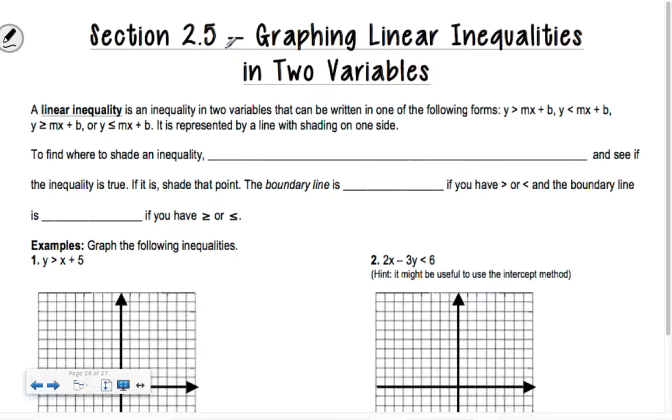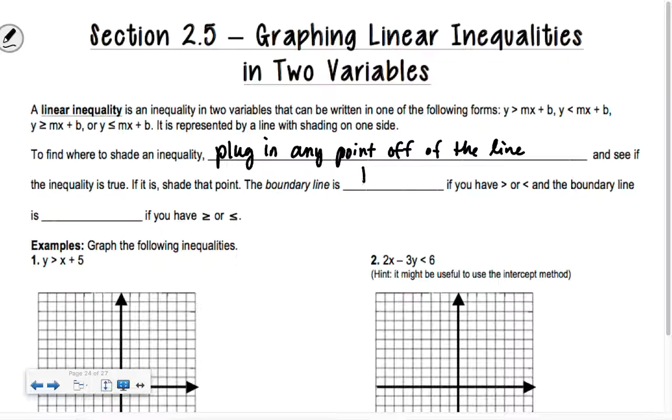To find where to shade an inequality, you're going to pick any point not on the line and see if the inequality is true. So plug in any point off of the line and see if the inequality is true. If you got like 0 is less than 4 in the end, then we'd say, oh, 0 is less than 4, so that point that I plugged in is going to be part of my solution set. So I would shade it.